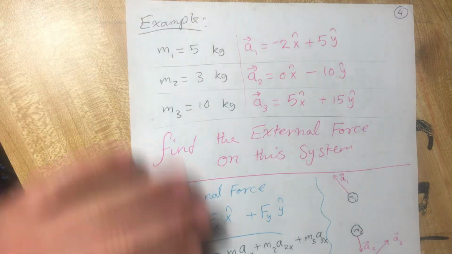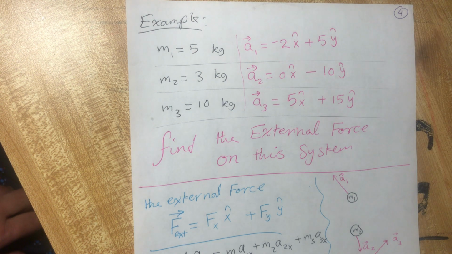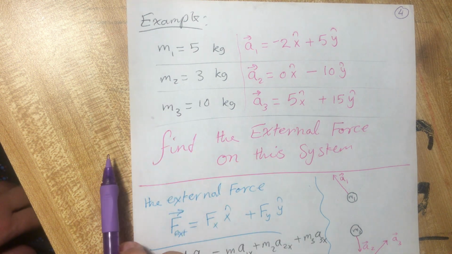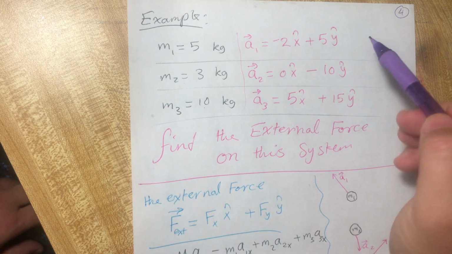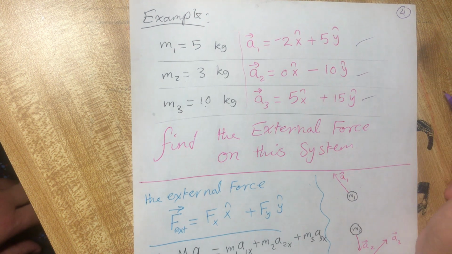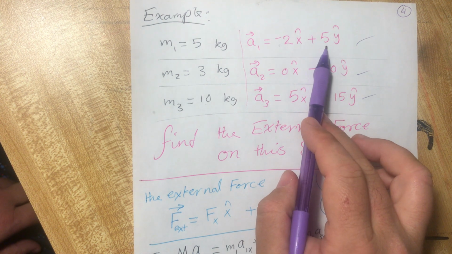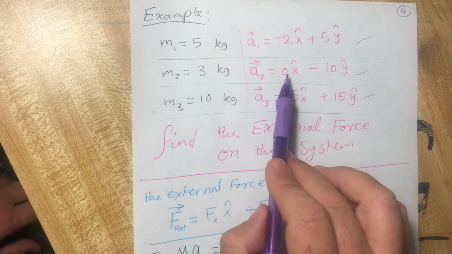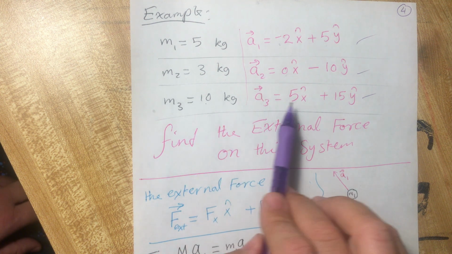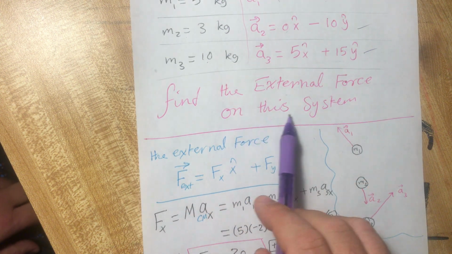Let us take this example. We don't need to draw anything. We have three bodies, M1, M2, M3: 5 kilograms, 3 kilograms, 10 kilograms. And the acceleration vector for each one of them is given. This is -2 in x direction plus 5 in y direction. This is 0, there is no acceleration in x direction for the second body, and this is the acceleration for the third body. Find the external force on this system.